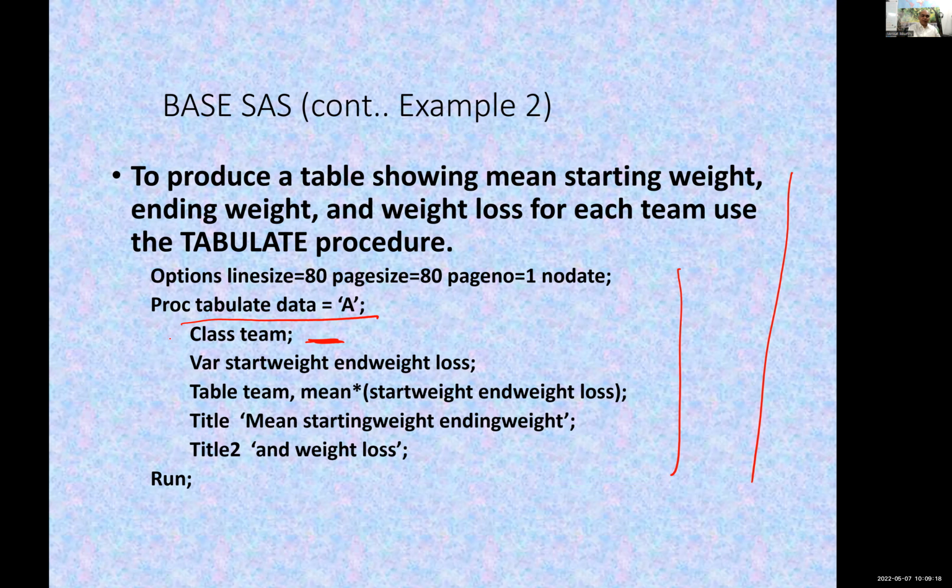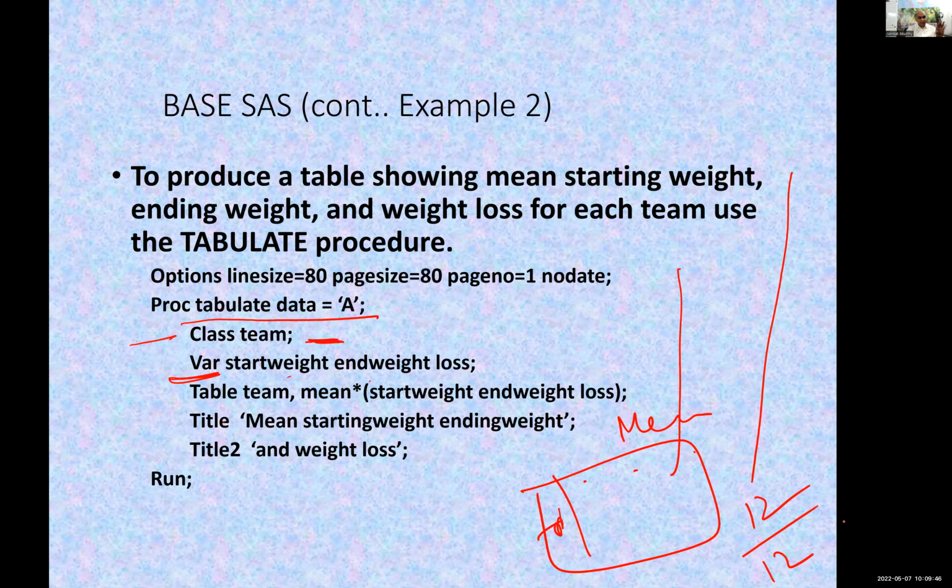So class team, I am interested in certain where statement, where start weight, end weight, and loss. Table, I want to see my table is like this. Team is this side here. This is mean of start weight, end weight, loss. And the title, whatever the title, you can put the title. Say title 2, title 3, etc. You can put up to 12 titles in version 9. Similarly, footnote also, 12 footnotes you can put.